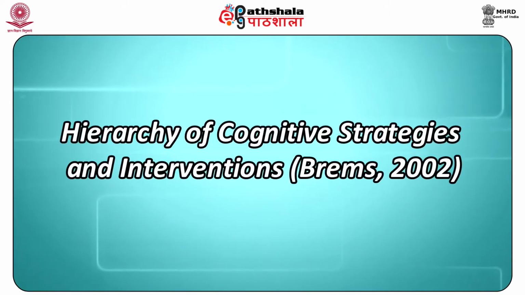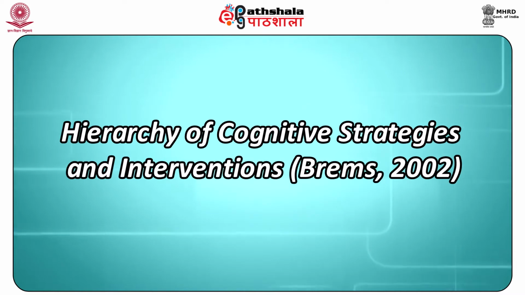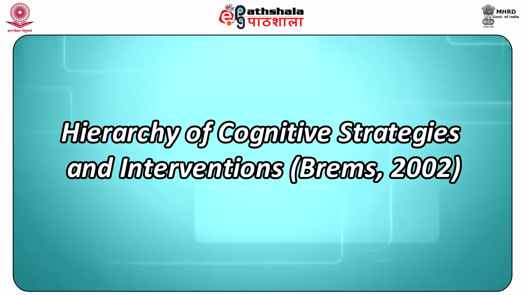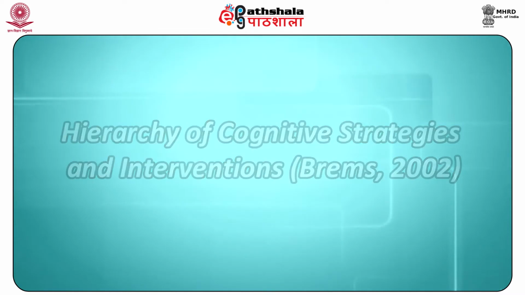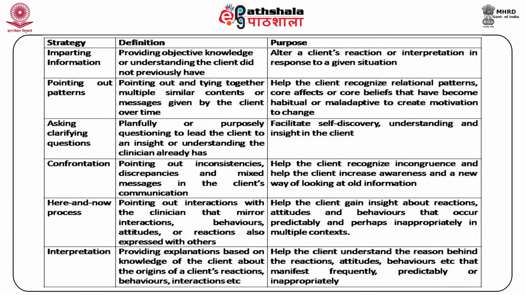Let us understand the hierarchy of cognitive strategies and interventions given by Brehm, which is highlighted in the table below. The first column gives the strategy, the second column gives the definition of the strategy, and the third the purpose of the strategy. These strategies will be discussed in detail later on.